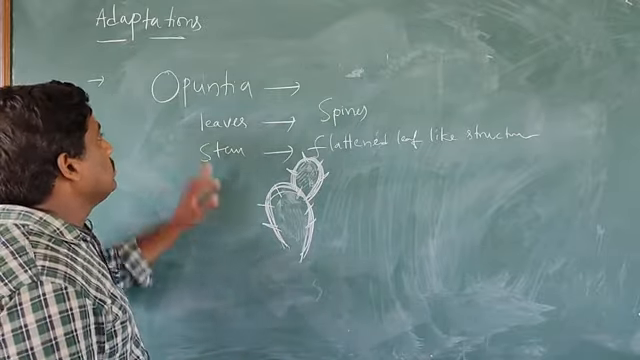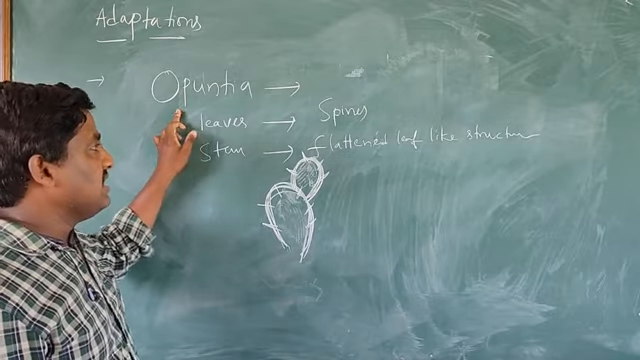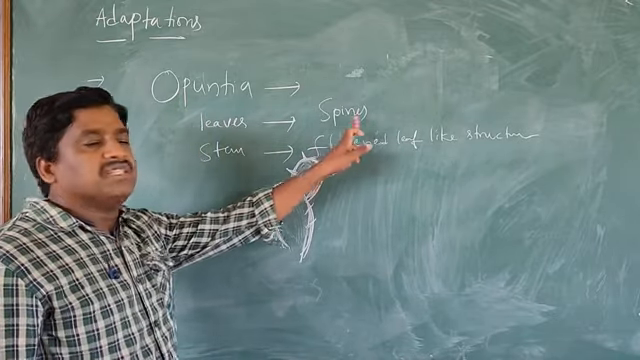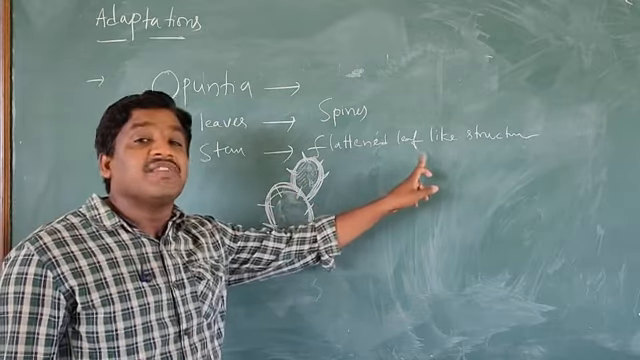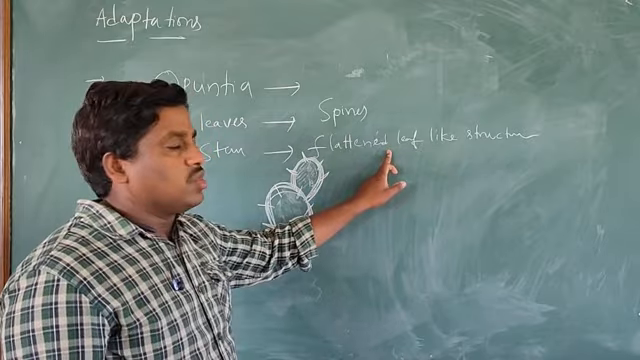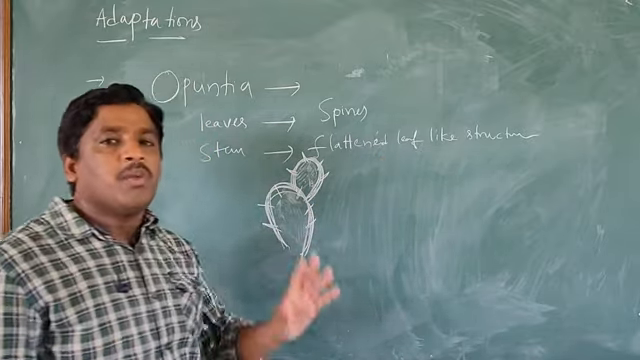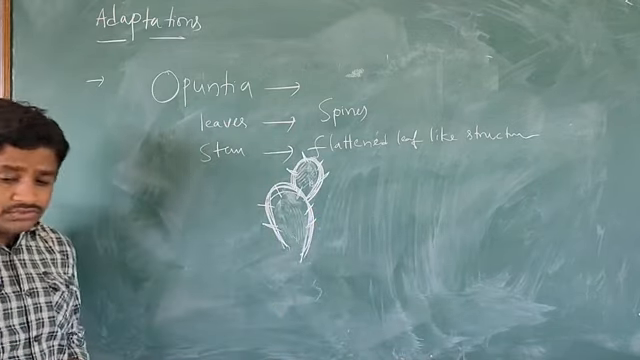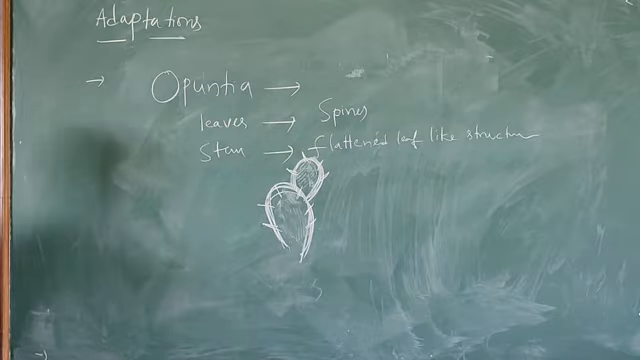Once again, see the Opuntia plant, the leaves are modified to form spines, and the stem is modified to form a flattened leaf-like structure. The flattened leaf-like structure performs photosynthesis. The spines are used for protection. This is also one of the adaptation characters.